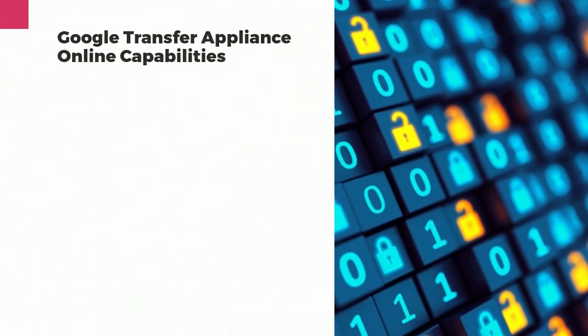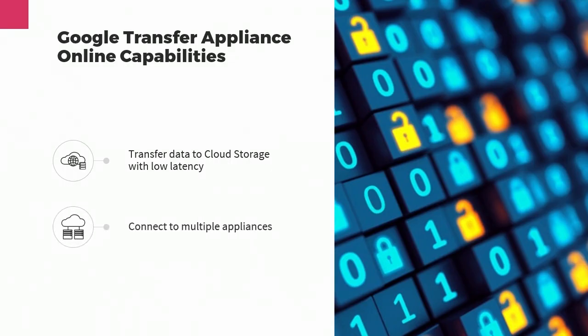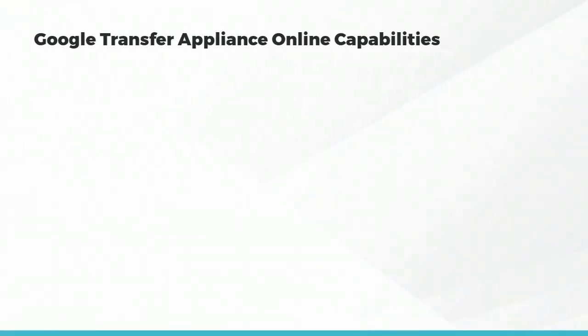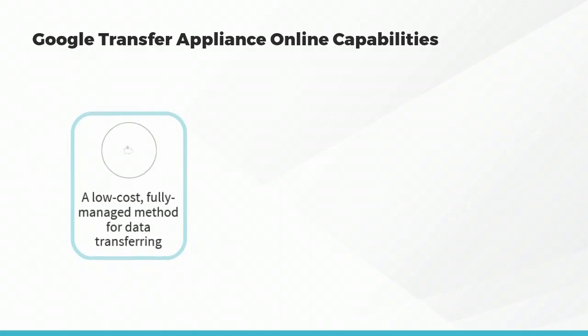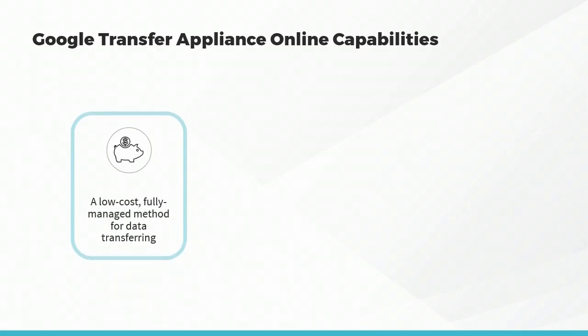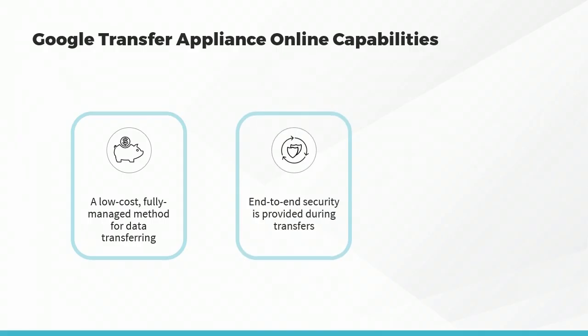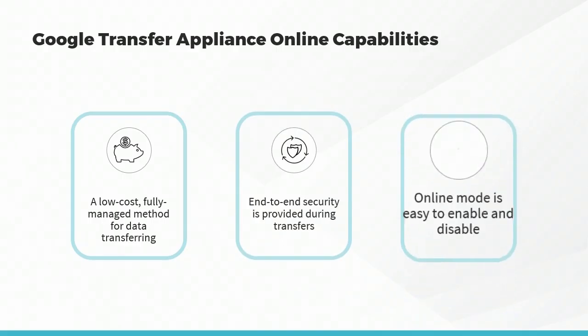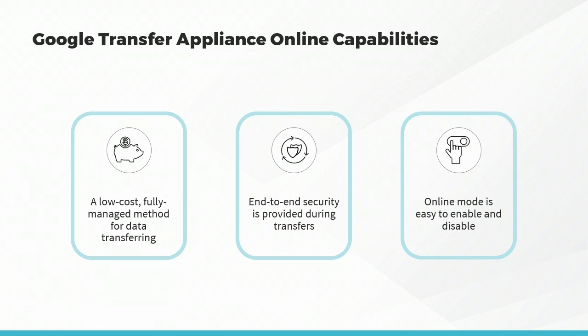Now, there are Google Transfer Appliance online capabilities as well. We can transfer data to cloud storage with very low latency, and we can connect to multiple appliances if need be. So this allows us to have an online mode that allows for parallel connectivity to multiple appliances. We can have a low-cost, fully managed method for data transferring, and we have end-to-end security provided during the transfers as well. And the online mode is easy to enable and disable if need be. So these are some advantages of using Google Transfer Appliance, as well as the Google Database Migration Service.